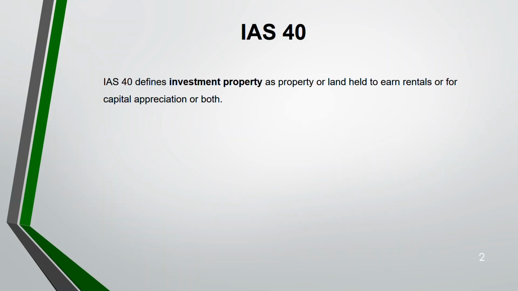IAS 40 defines investment property as property which earns rental or benefits from capital appreciation. So if the land or property is held to earn rent or for capital appreciation or both. Remember, the property, plant and equipment that is used in the business is accounted for under IAS 16, but if it is used for investment purposes, for example, to get revenue through rent or when the capital amount of the property increases, you sell it, that's an investment property which will be dealt with in IAS 40.